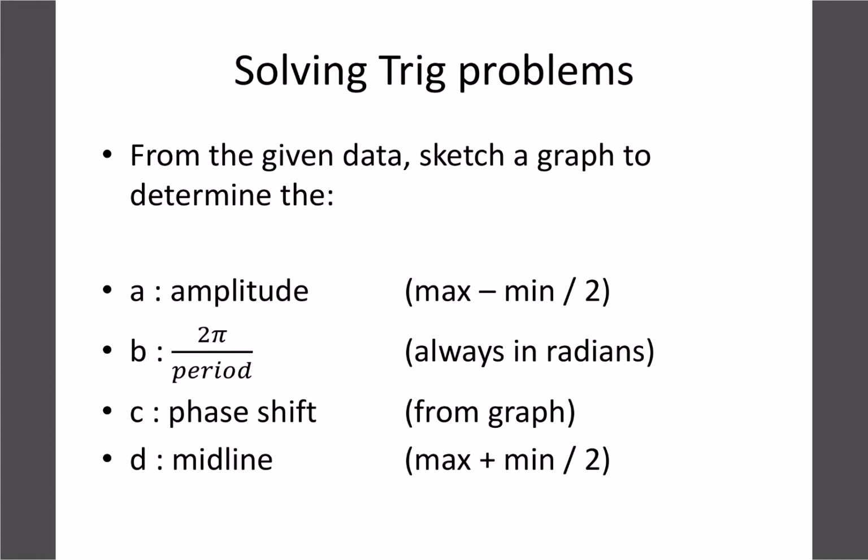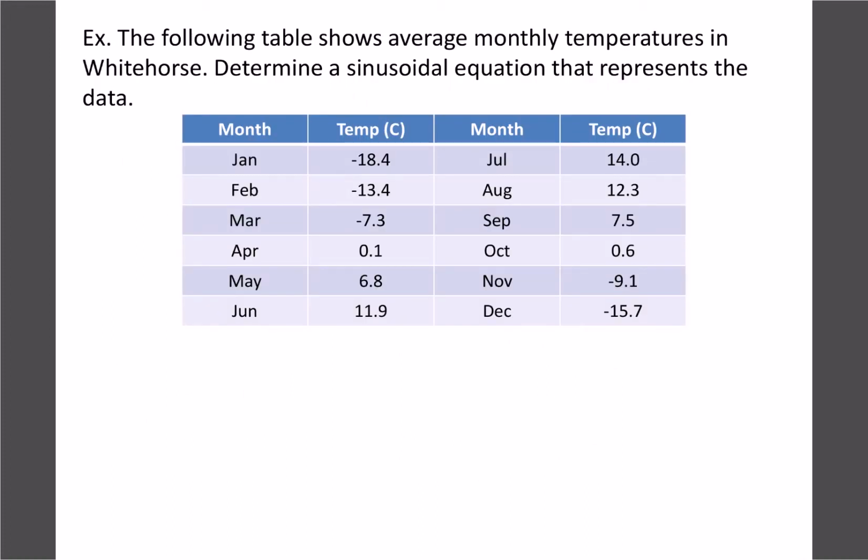The B is usually quite often given from the data, not directly, but if it was weather temperatures, our period would be 12 months, so we'd go 2 pi divided by 12. If we're talking about a Ferris wheel making one revolution in 1 minute, we'd have 2 pi divided by 1 minute. So the B you can usually get from the equation or the data given. The phase shift, usually you have to sketch the graph to figure out what the C value would be. So let's do an example.